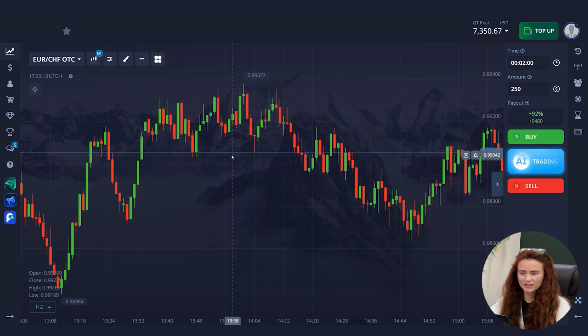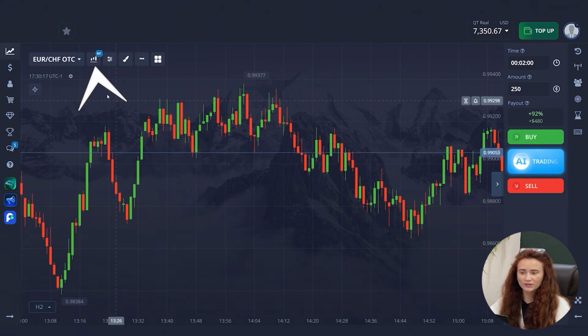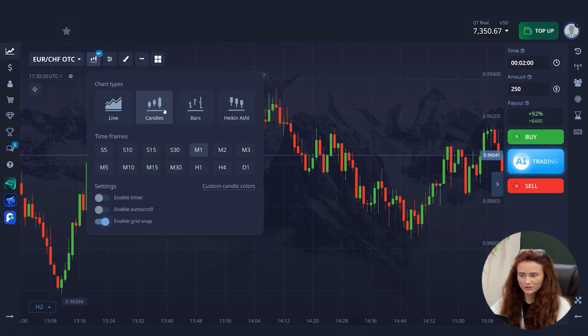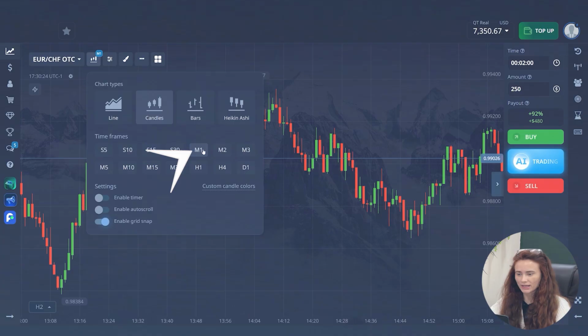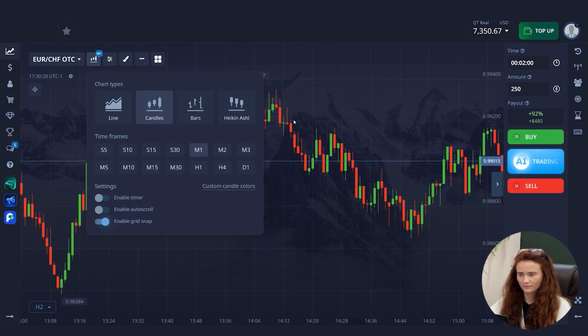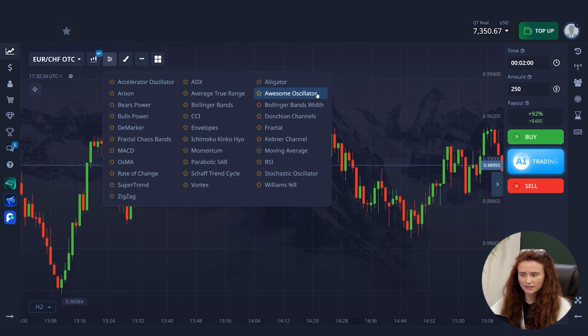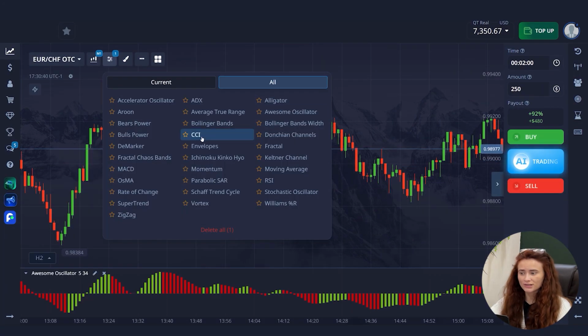And before you start trading, you need to set up your account correctly. You can just follow me step by step. I use the chart Japanese candles. The time frame will be 1 minute. Next, we need to set on the indicators, and I will need the Awesome Oscillator and CCI.